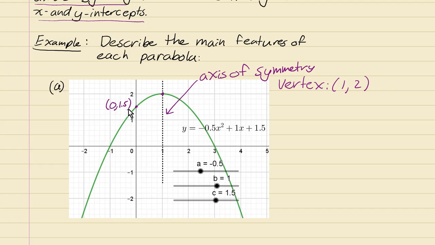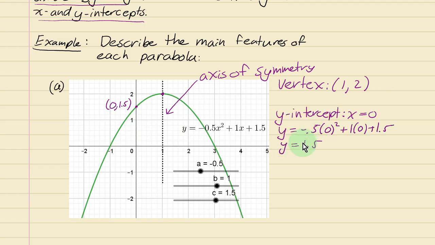You could check that though by just plugging it into the formula, plugging in x equals 0, because at the point on the y-intercept of any graph, you're always going to have x equals 0. And here's the work just checking that you get the point x equals 0, y is 1.5. And then it looks like the x-intercepts are negative 1, 0 and 3, 0.